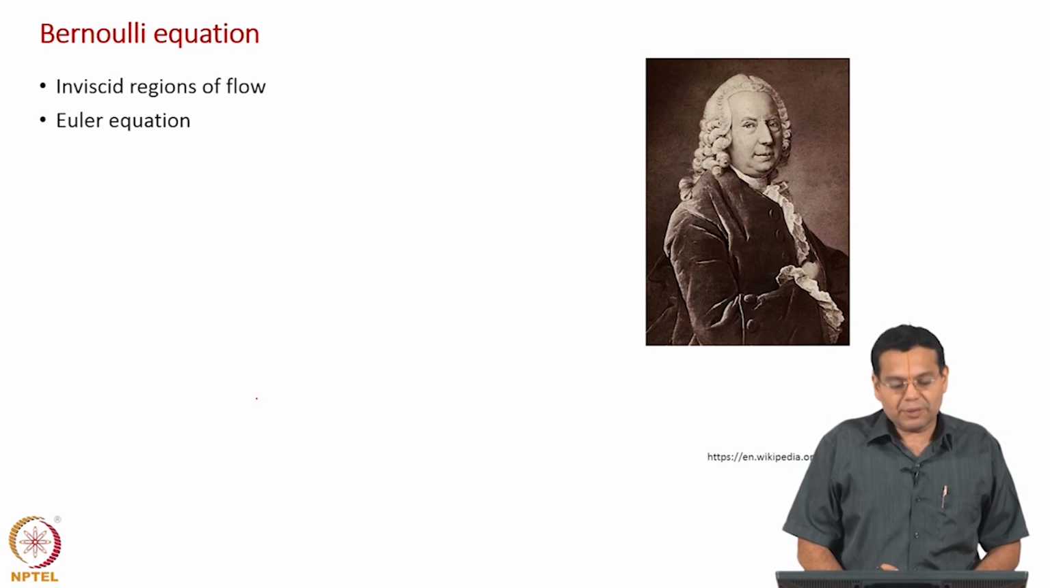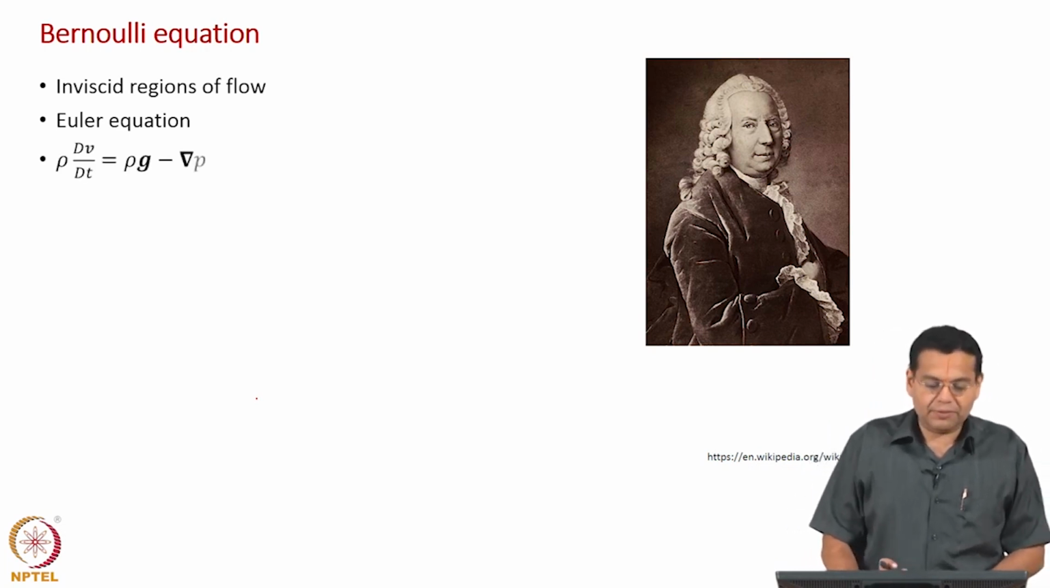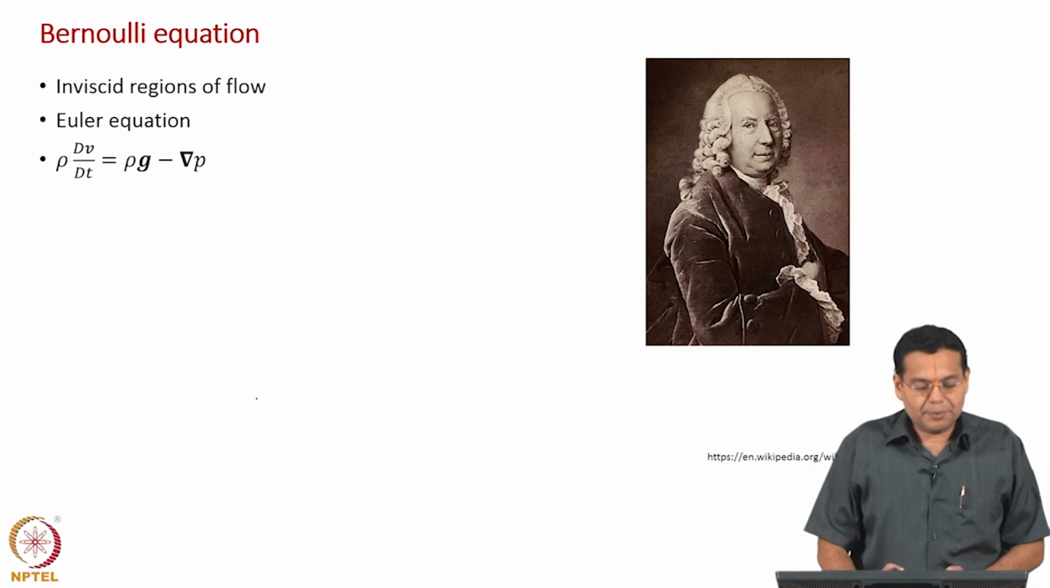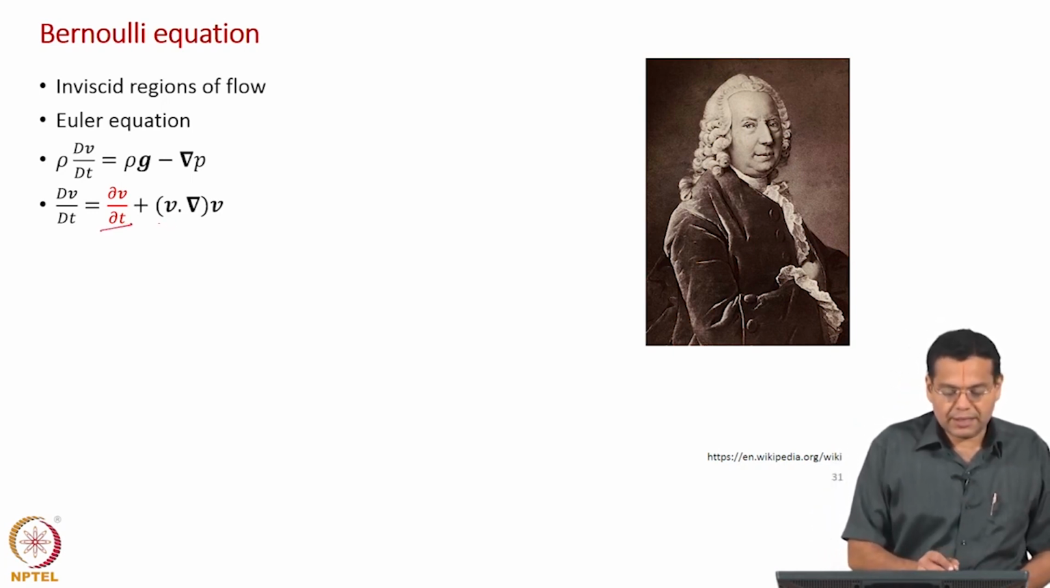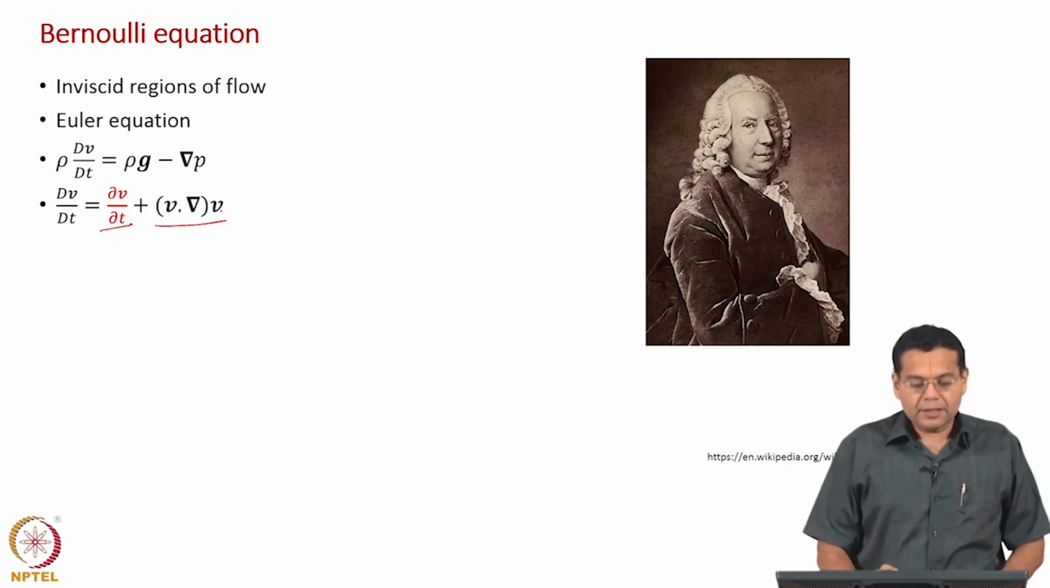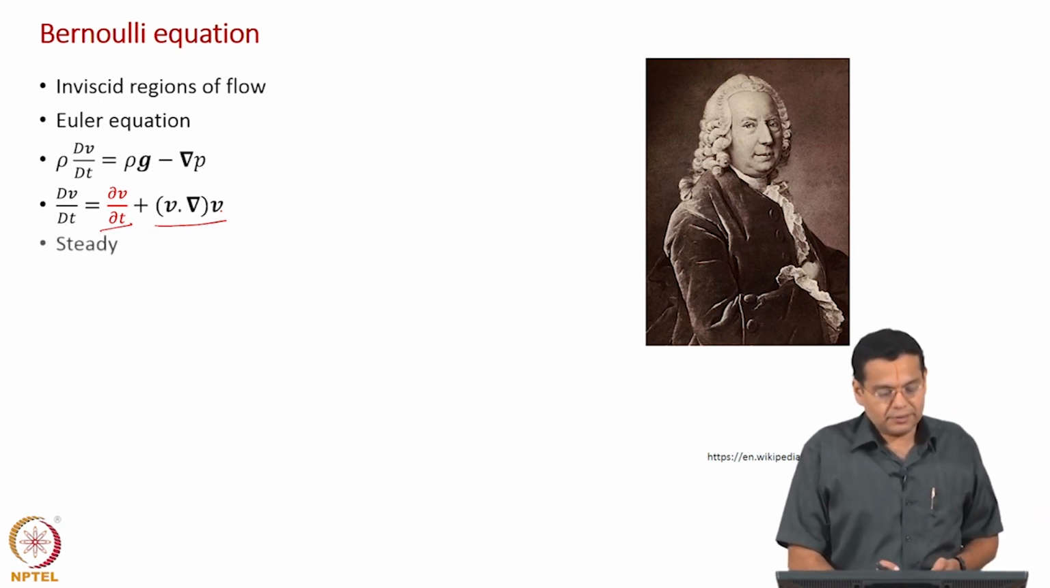We will start with the Euler equation. So, that is the Euler equation which I have seen in the previous discussion, and the substantial derivative of velocity has two terms, the local term and the convective term, or the total acceleration is in terms of the local acceleration and convective acceleration. We will restrict the discussion to steady flows. So, we will consider the steady state Euler equation.